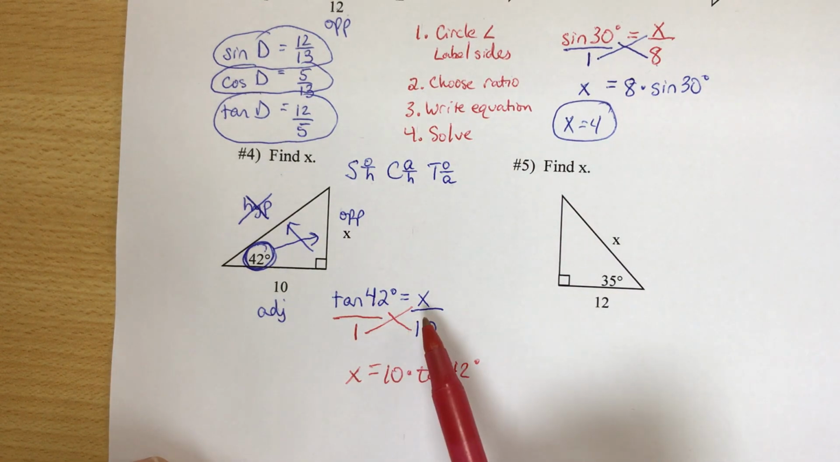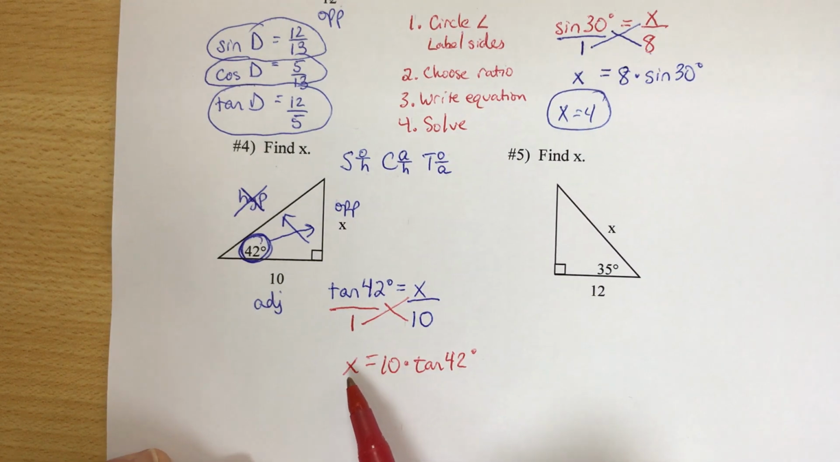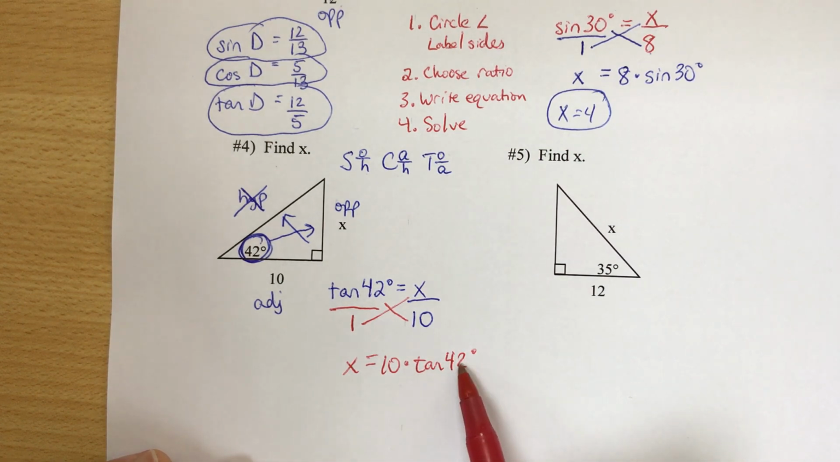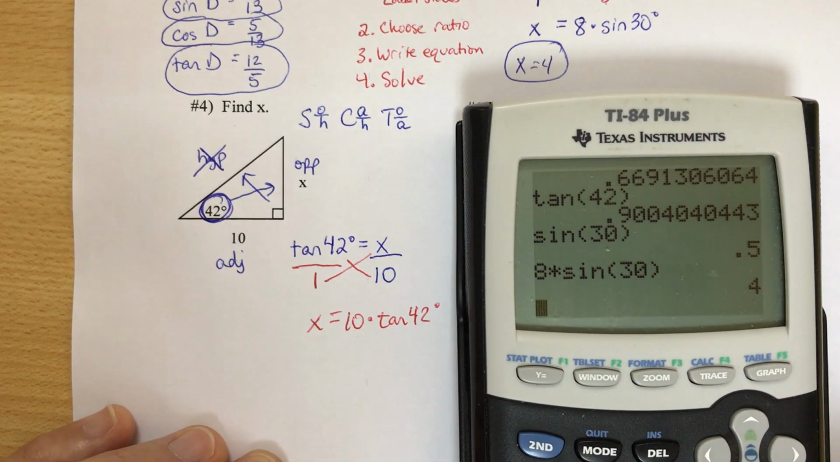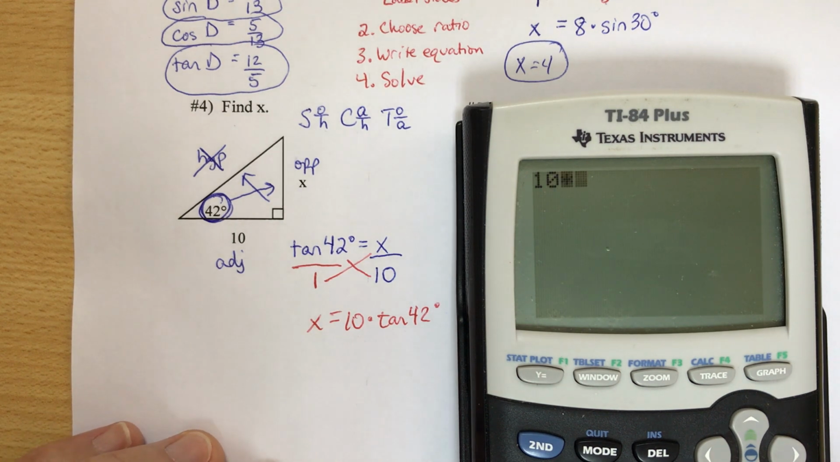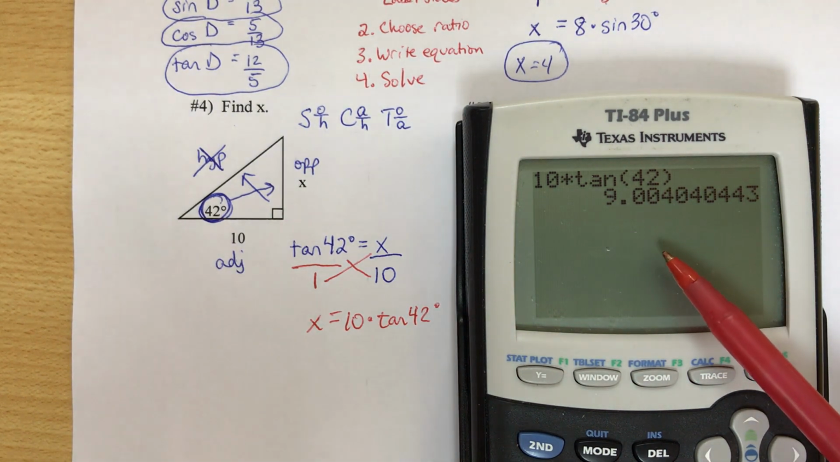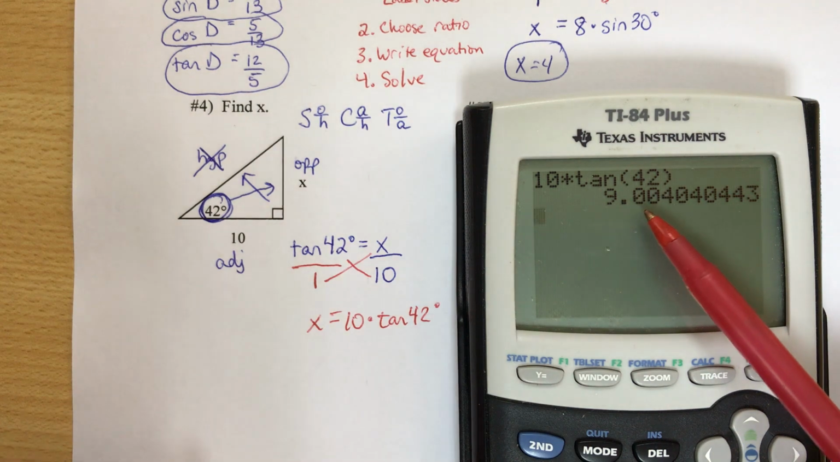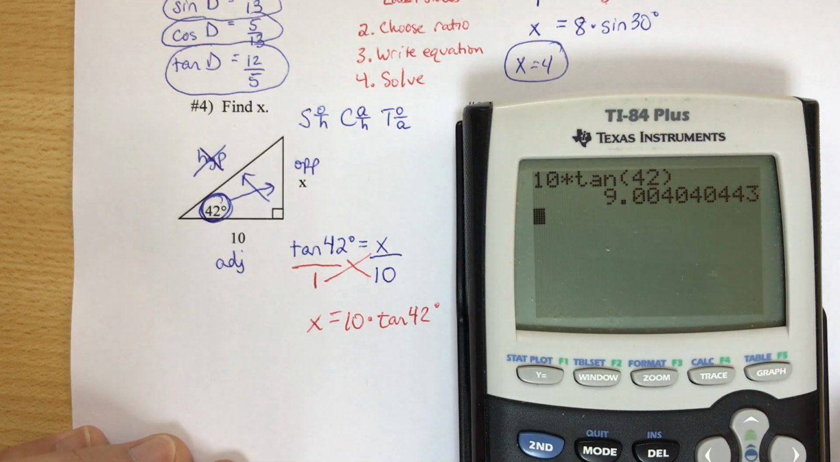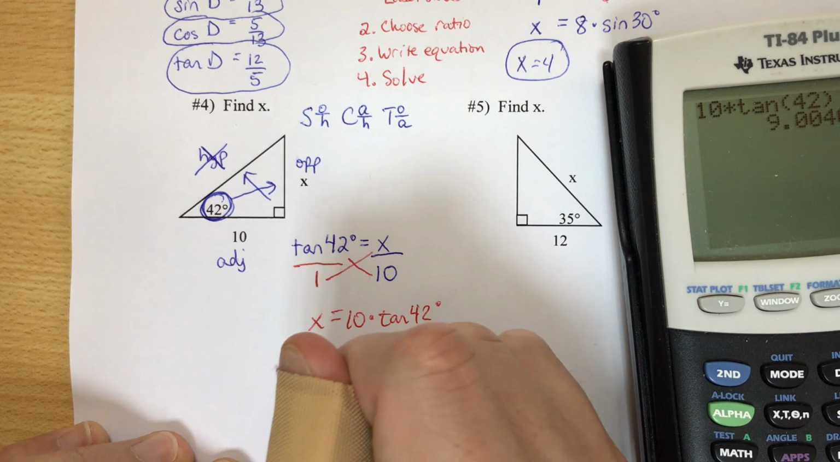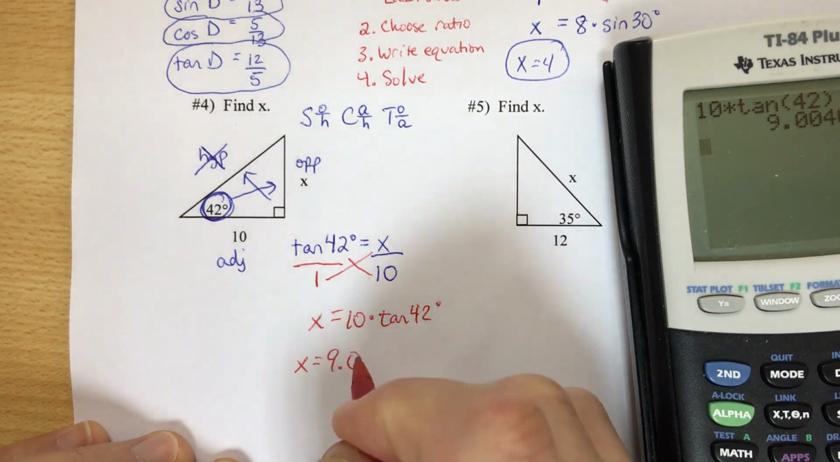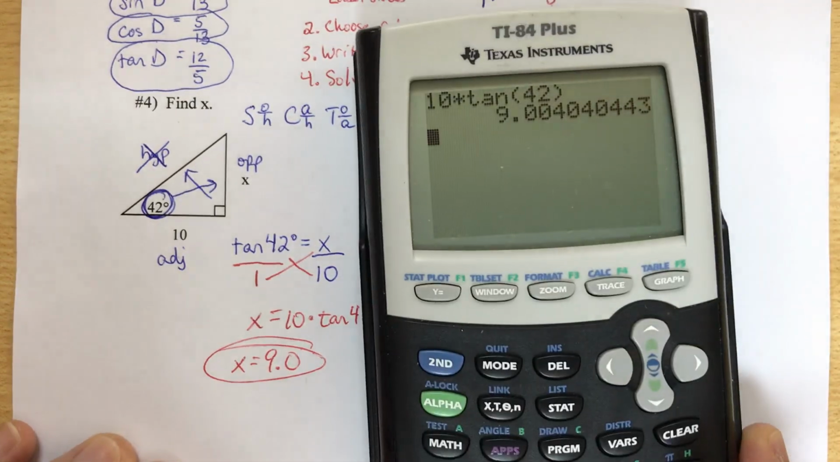You're going to be tempted to just go straight to a calculator here. I recommend that you always write it to here, then type it. If you put 42 times the tangent 10, you've just gotten the wrong answer. So what this will look like, 10 times the tangent 42 degrees. So 9.00. I'm usually going to round this to 1 decimal place, to the tenths. In this case, that would be 9.0. So x equals 9.0. And that's a good answer.